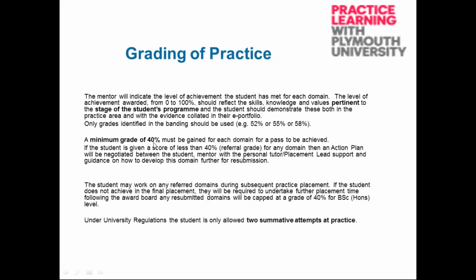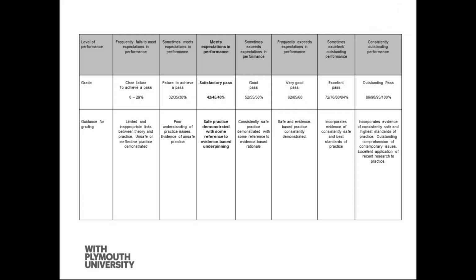As always, you are required to achieve 40% for each domain. If you get less than 40%, then you can retake the domain in your second placement. If it is your last placement, then as normal, an extra period of practice will be required in order for you to attain. As always, 2 attempts at practice are allowed, so if you don't pass the domain, then the second time you do it will be your second attempt.